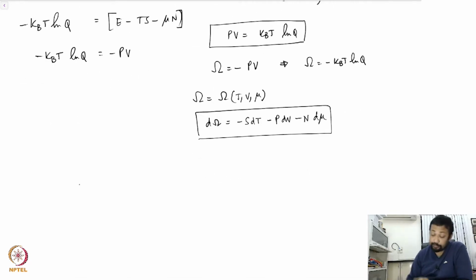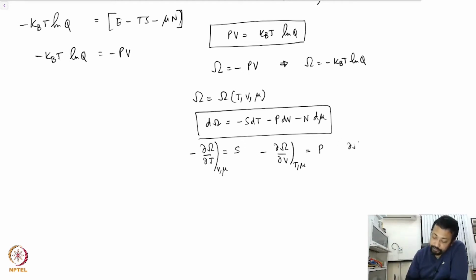Recall from your thermodynamics what the differential in omega looks like, so that del omega del T, minus of that, is the entropy, with V comma mu being held constant. Del omega del V, with T comma mu held constant, is minus of P, and del omega del mu, minus of that, is going to be N. Right, so I have three relations.